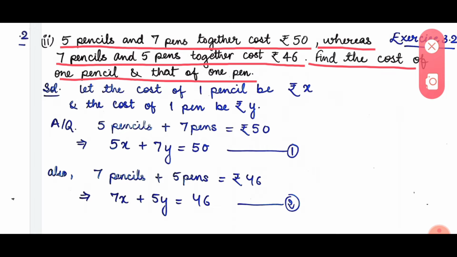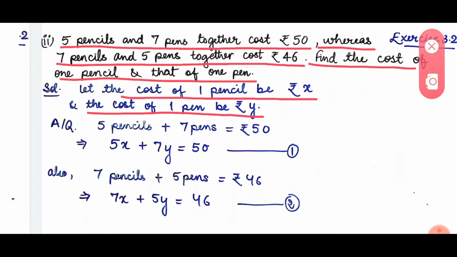Now, as you know, if you know the cost of 1 pencil, you can find the cost of 5 pencils easily, right? Similarly, if you know the cost of 1 pen, you can find the cost of 7 pens, right? That means we have to assume the cost of 1 pen and 1 pencil. So let the cost of 1 pencil be x rupees. Let the cost of 1 pen be y rupees.